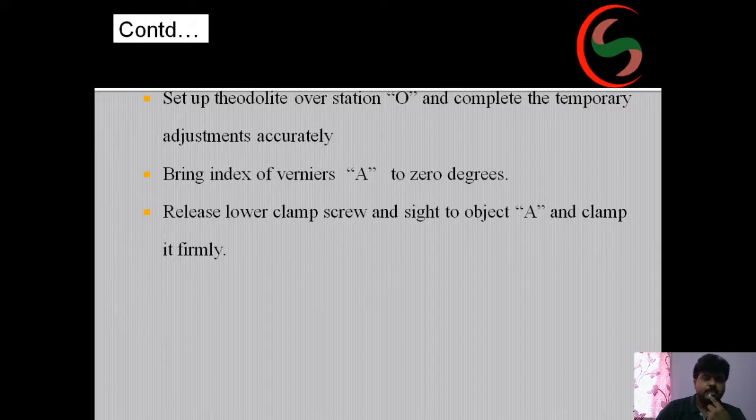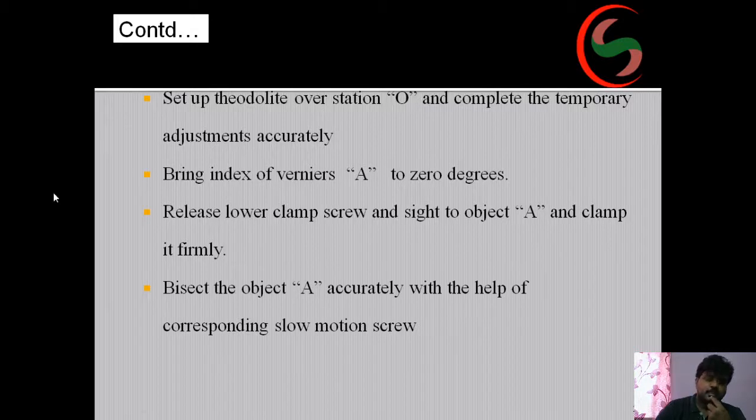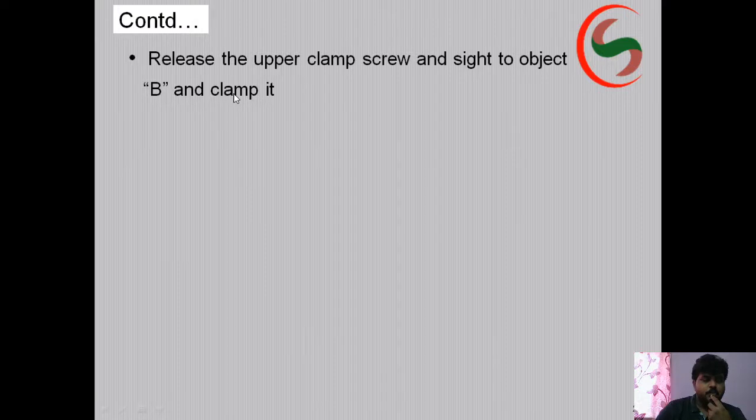You have to release the lower clamp screw and sight to A for exact bisection. Bisect A accurately with the help of the corresponding slow motion screw, the tangent screw. Next, release the upper clamp and sight to point B. Clamp it and use the slow motion screw. What you have to do?